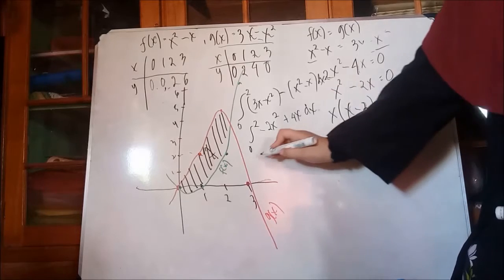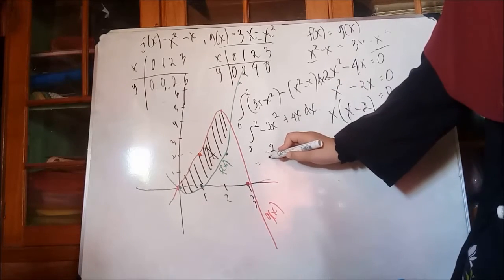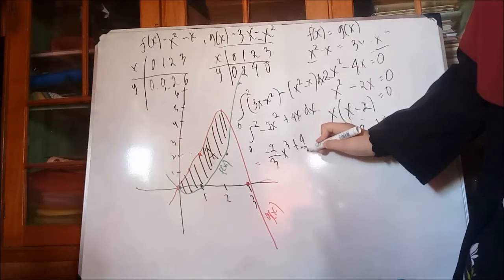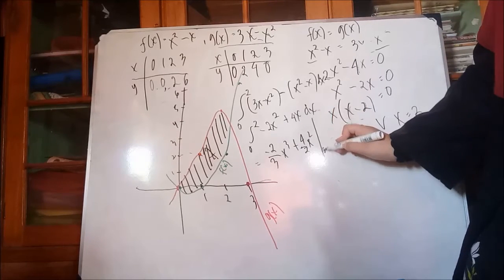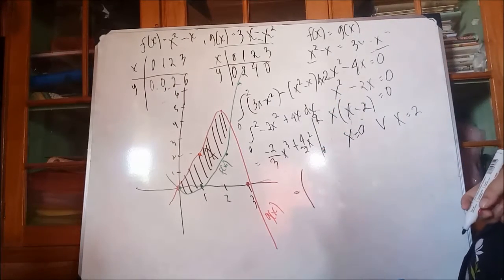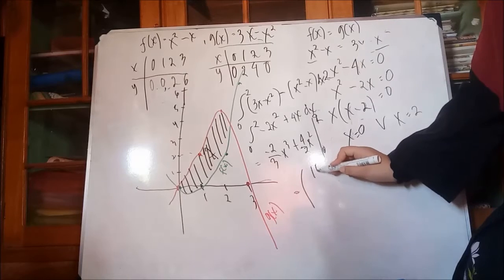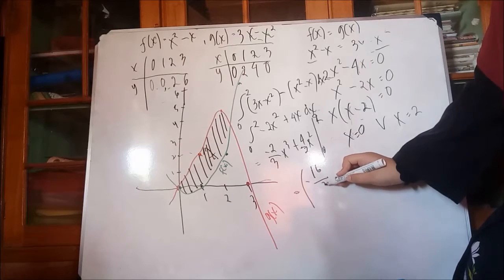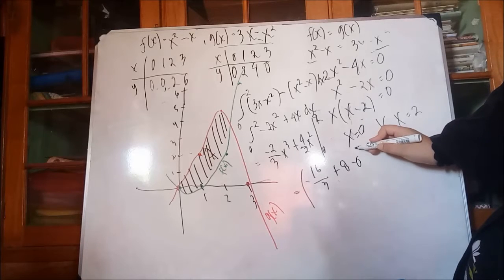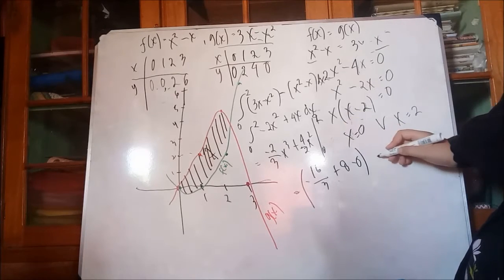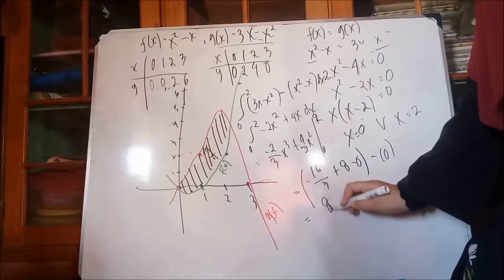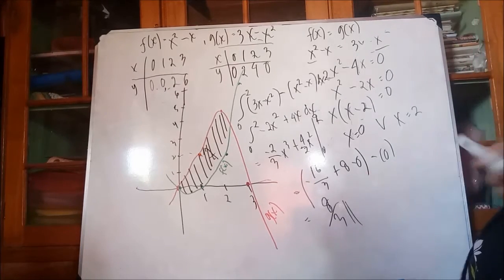And then integrating this function, we have negative 2 over 3 x cubed plus 4 over 2 x squared, from 0 until 2. Let's evaluate this. We have negative 16 over 3 plus 8, minus 0, because at 0 the value is 0. So the result is 8 over 3. So this is the result.